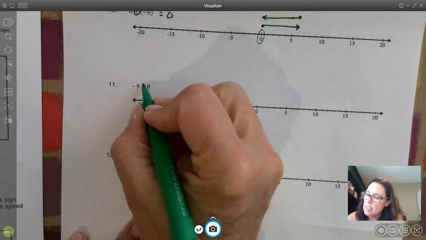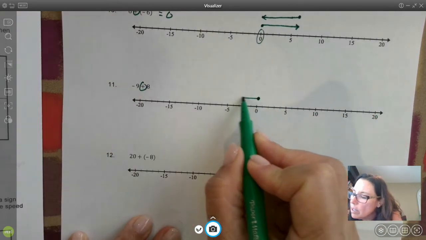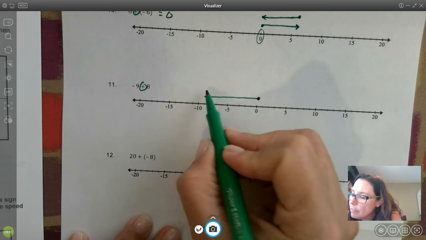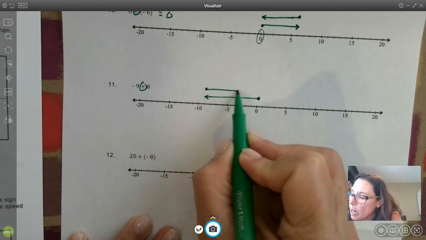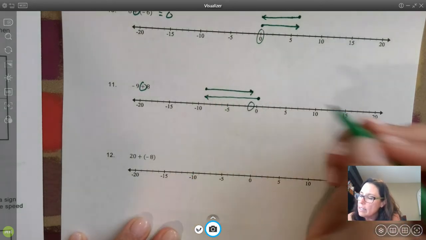This guy, addition on the number line, start at 0. We're going to go left 9. From that, we're going to go right 8. We land at -1.